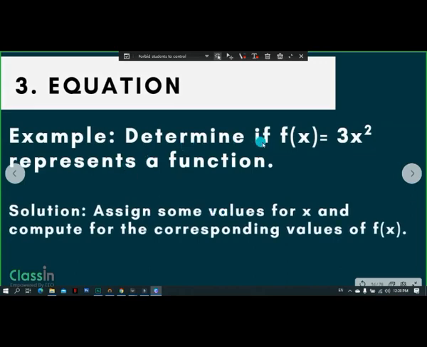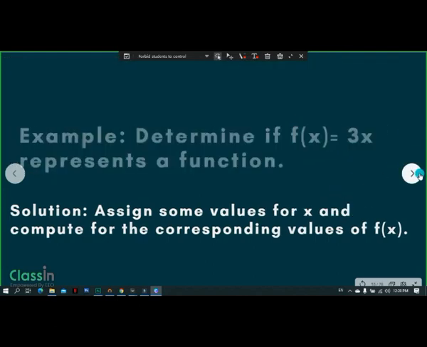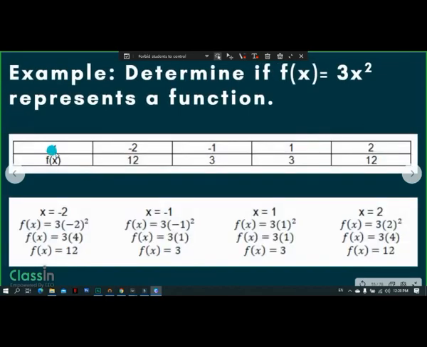Ayan, determine if f of x is equal to 3x squared, if ito po ay nag-represent nga daw ng function. So, paano natin malalaman? We have to assign values of x para ma-compute. So, magkakaroon tayo ng table. Ang possible values ng x ay negative 2, negative 1, 1, and 2. Hindi naman tayo nag-ulit. Tama? Hindi tayo nag-uulit. So, automatically, this is a function kasi yung x mo unique naman.